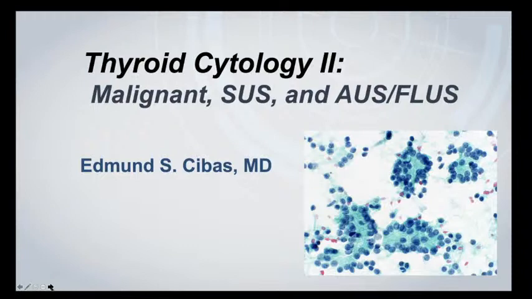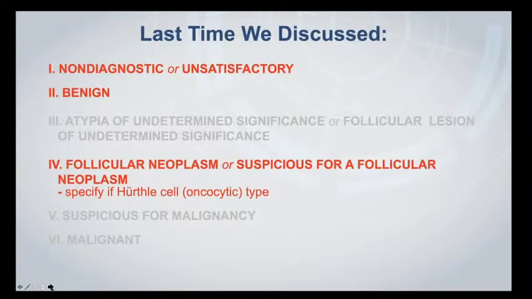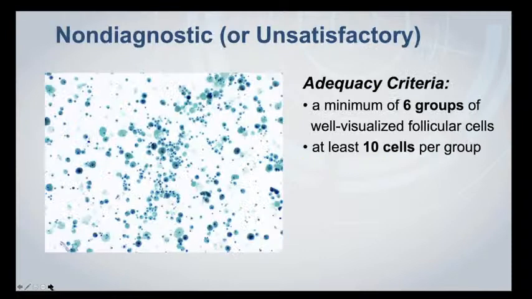Let's go ahead and just jump in. For those of you who were here last Wednesday, we talked about 3 of the 6 Bethesda System categories, and I'm going to just briefly review them. We covered the non-diagnostic or unsatisfactory category. There's an example of a cyst fluid here with nothing but macrophages, and we talked about the requirement for at least 6 groups of well-visualized follicular cells, each group having at least 10 cells per group. We talked about 3 exceptions to that requirement, but I will not go over those again today.